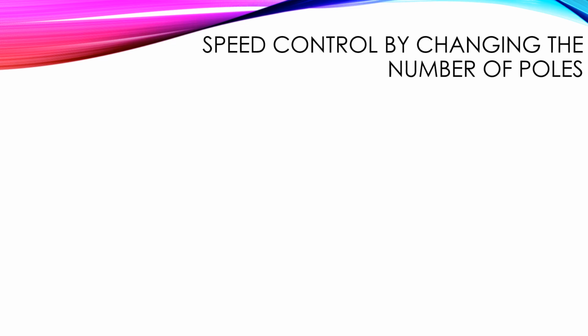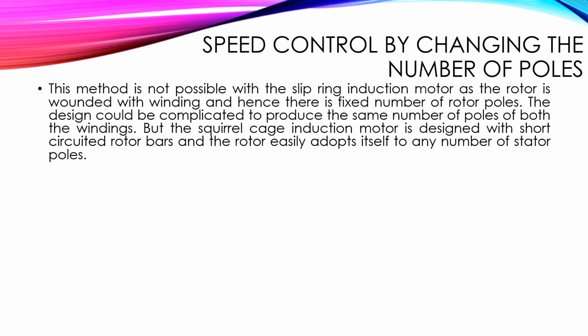So the first method that we'll see is the speed control by changing the number of poles. As we have already seen, the synchronous speed is equal to 120 F by P, right? So speed is inversely proportional to the number of poles. This method is not possible with slip ring induction motor, as the rotor is wound with winding and hence there is a fixed number of rotor poles. The design could be complicated to produce the same number of poles in both the windings, but the squirrel cage induction motor is designed with short-circuited rotor bars and the rotor easily adapts itself to any number of stator poles.